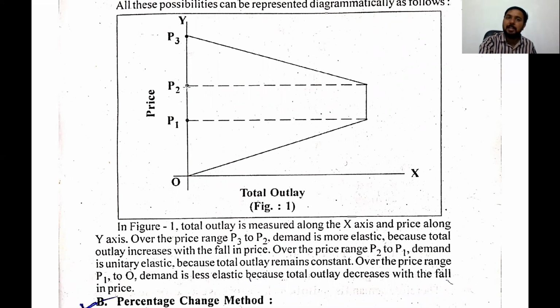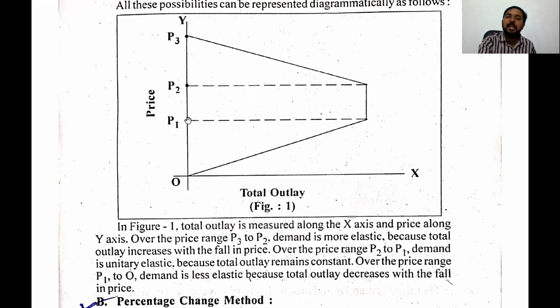Here we have price 1, price 2 and price 3, and we can see that when the price increases from 0, there will be an increase in the total outlay. So the graph will go on like this, because both the terms are increasing. But at a certain point, for example at price 1, the price will be increased but its total outlay will remain constant. And after that, the price increases but the total outlay will decrease.